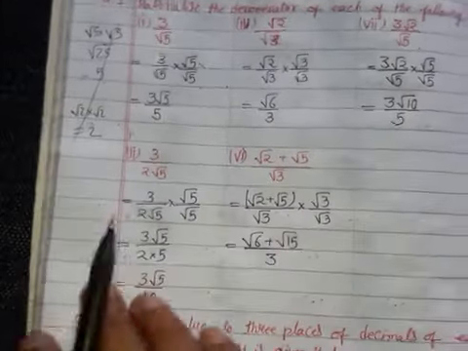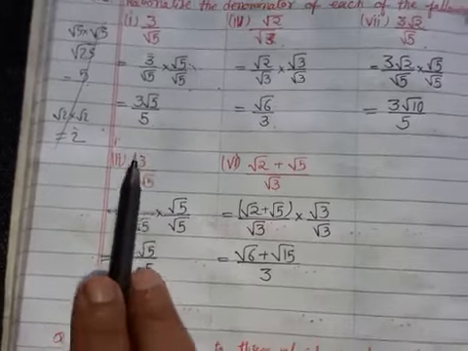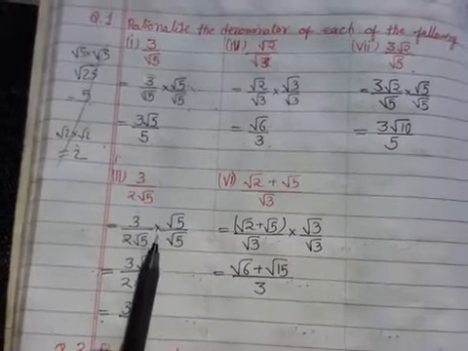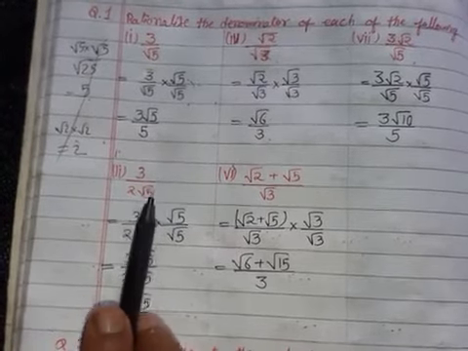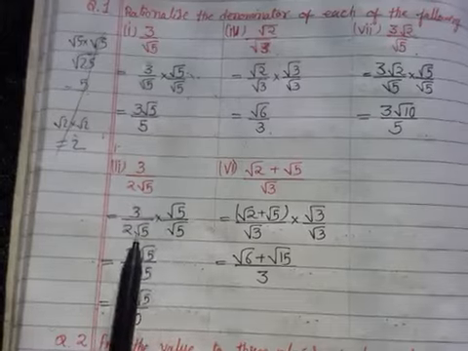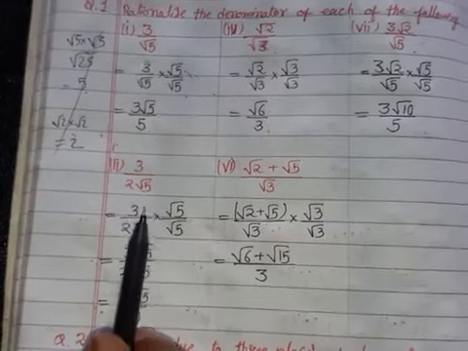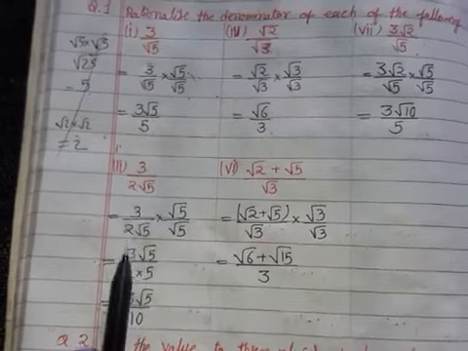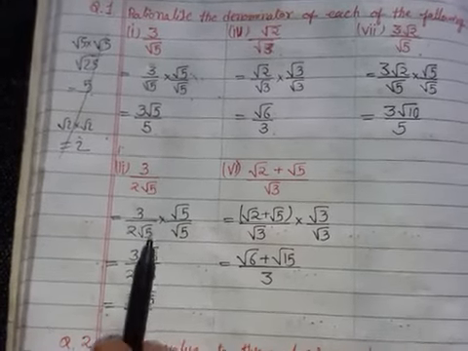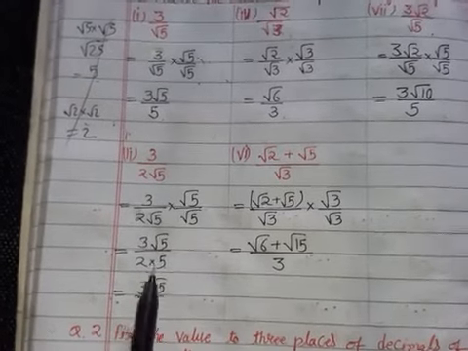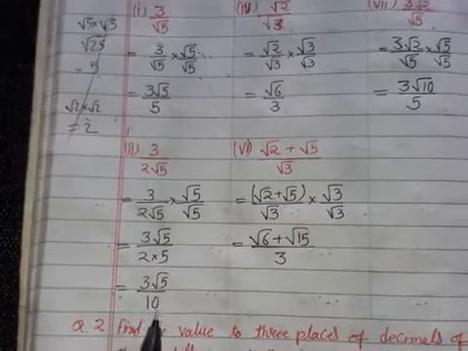Now these are some more examples. 3 by 2 root 5. Here we multiply only root 5, not 2 root 5. So we write root 5 by root 5, so 3 into root 5 is 3 root 5, and 2 into root 5 into root 5 comes 5. 5 twos are 10, so 3 root 5 by 10.